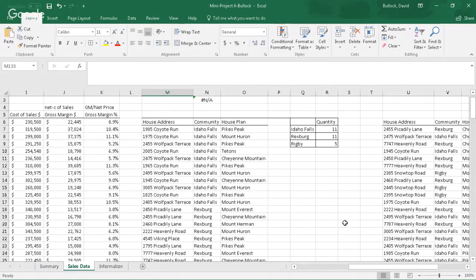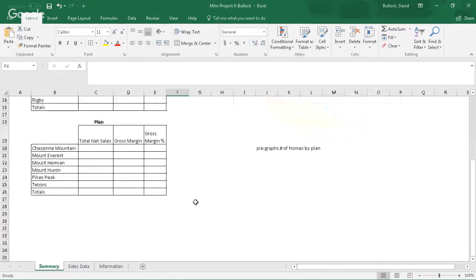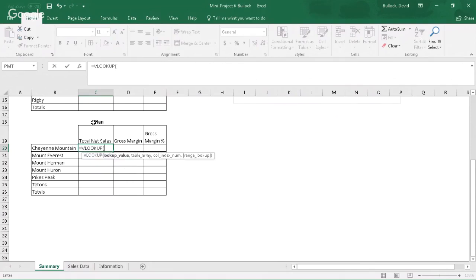So I tried doing, if you'll go to your charts on your summary sheet and go down to the plan. So for that Cheyenne Mountain, I tried doing VLOOKUP. Do you want to put it in there next to Cheyenne Mountain? So right there. So equals VLOOKUP. And then I did that B7 or B20, the one right next to it, to the left of it. The name. Okay. Yep. And then I did a comma.